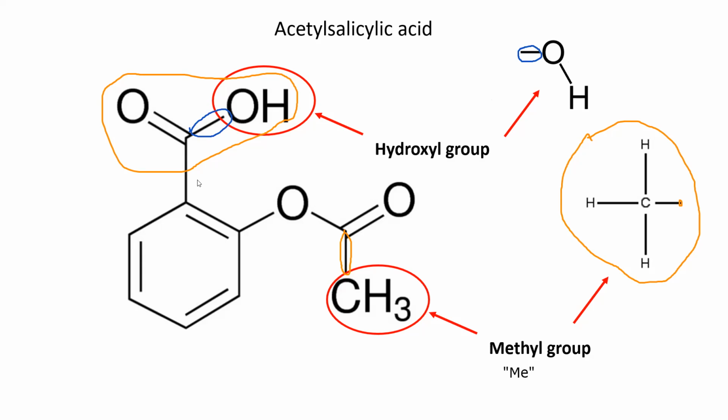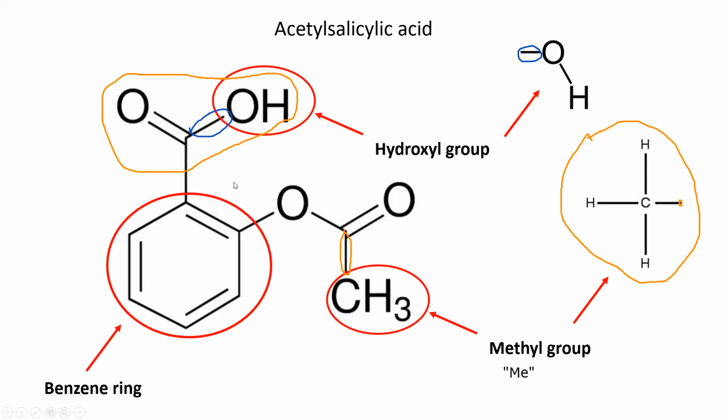Lastly, we want to look at this 6-membered ring here called the benzene ring. And as we'll see on the next slide, the benzene ring has a few different names that we're going to look at a little bit more in depth, and it has some alternate drawings of the benzene ring.